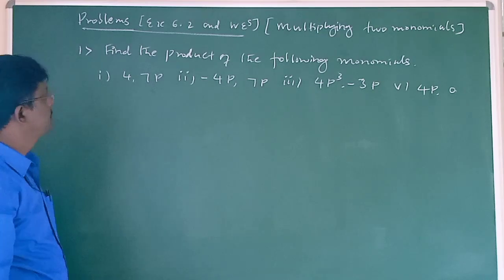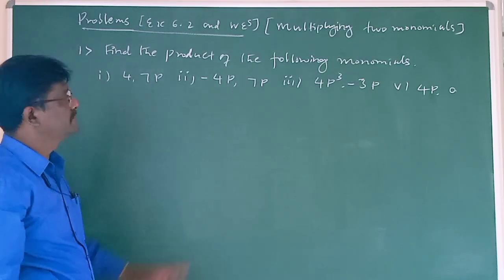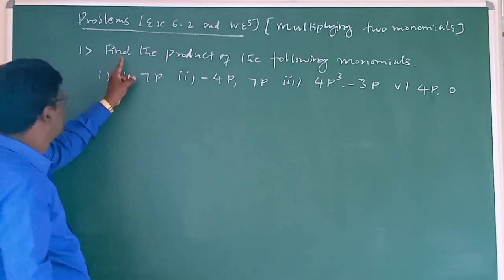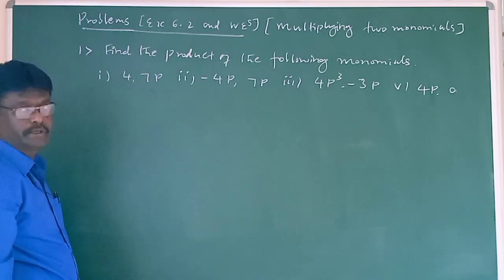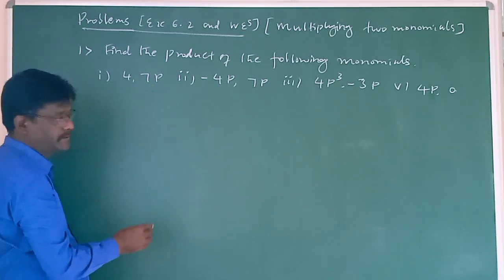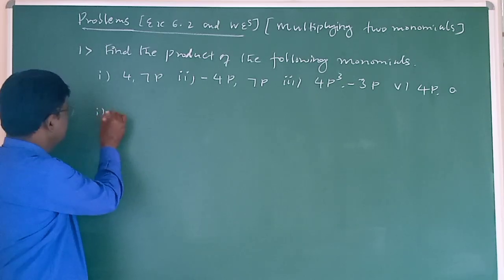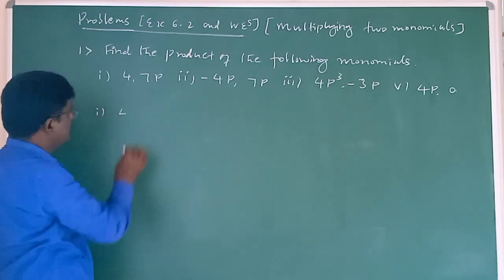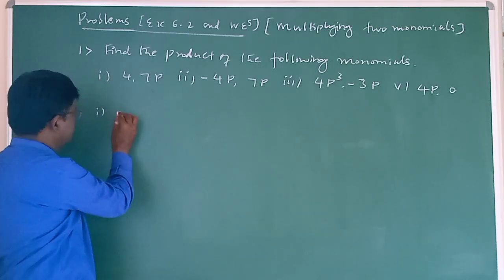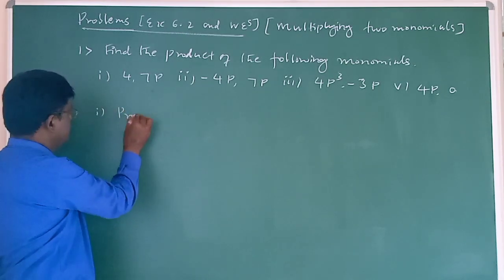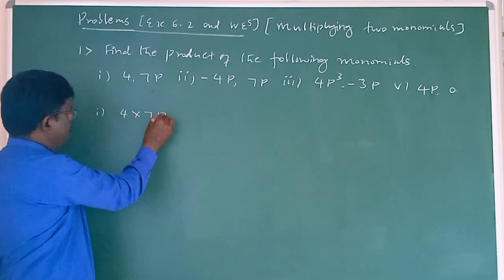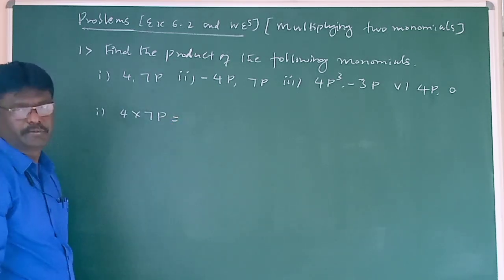Exercise 6.1 worked example, especially under the subheading multiplying two monomials, we will see. Find the product of the following monomials. Sub number 1: 4 into 7p. Children, we shall write like this: product, 4 into 7p.